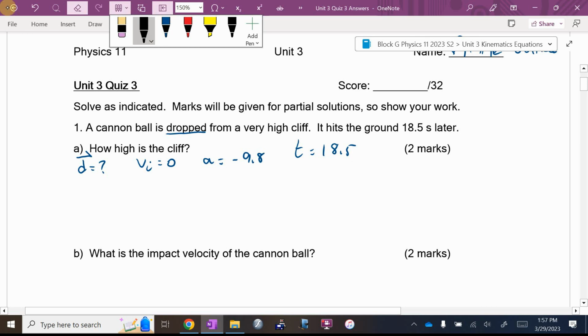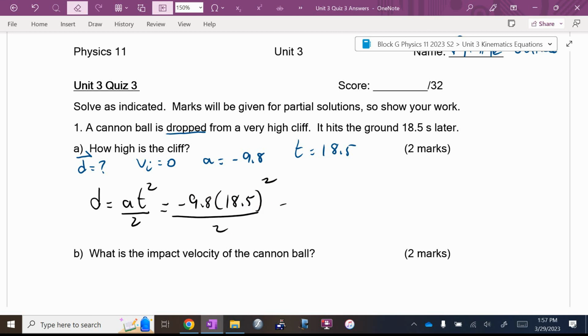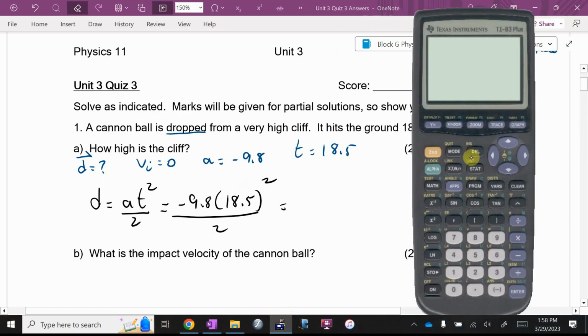In this specific case, you could have just said, I know that d equals a half a t squared. You can put the 0.5 in front. I usually write it that way because honestly, it's less writing. It's going to be negative 9.8 times 18.5, don't forget the squared, divided by 2. I have no idea what the answer is. Negative 9.8 times 18.5 squared divided by 2.